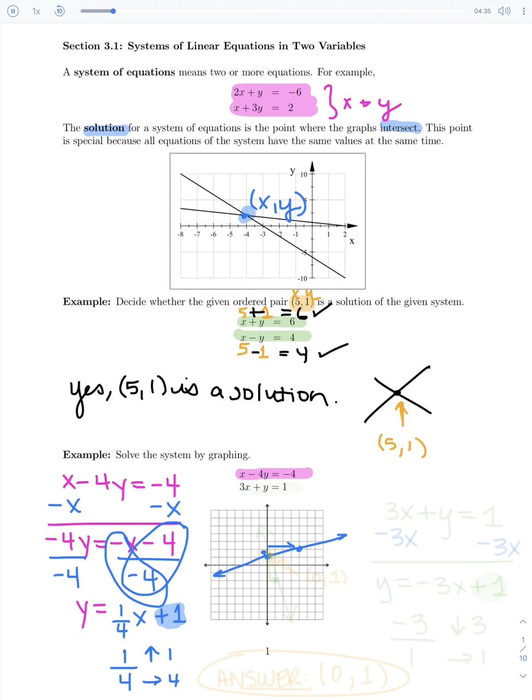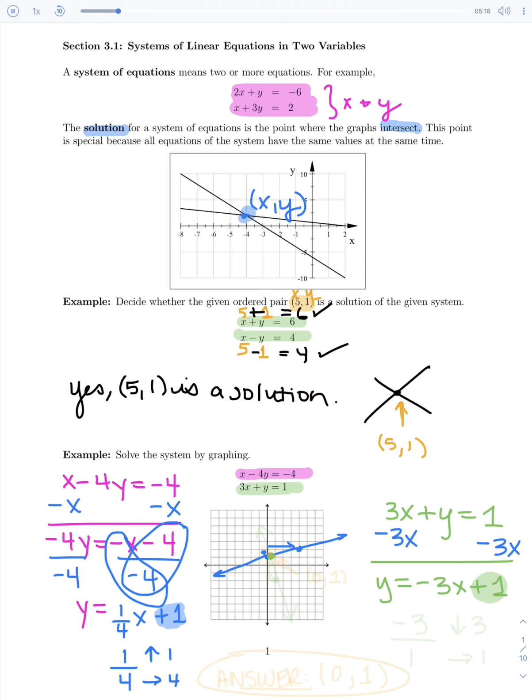So our first line is now taken care of. It's been drawn out. Now all we have to do is take care of our second line, the 3x plus y equals 1. Let's do the same thing. Let's put it in slope-intercept form by solving for y. So we need to subtract 3x from both sides. And that gets us y equals negative 3x plus 1, which is now in slope-intercept form. So when we're graphing this one, we're going to start with our y-intercept, which is also 1.